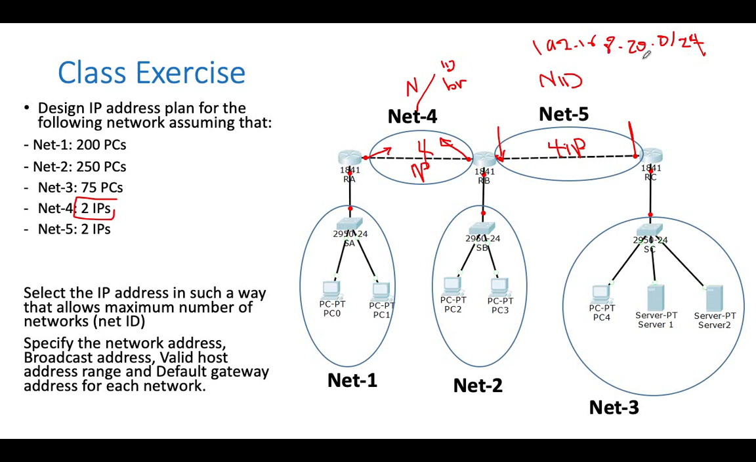So what is my network? 20.0. What is my broadcast? 255. I have from 20.1 until 20.254 to put them here. Put any IP here, whatever you like. However, the network here is 20.0, the broadcast here is 255. Do not forget that.